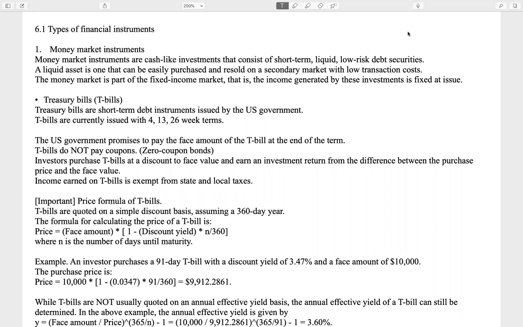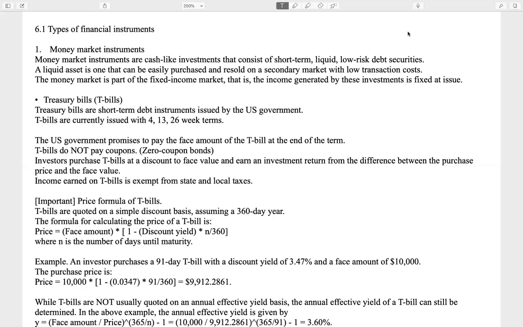Okay, 6.1 is rather straightforward. Here we introduce several types of financial instruments. We will mainly focus on money market instruments and bonds. Those two are the most important ones to us because the pricing of those products is directly linked to the essential topic we study in this course. That is the time value of money. Okay. So now let's begin. The first type we introduce is money market instruments.